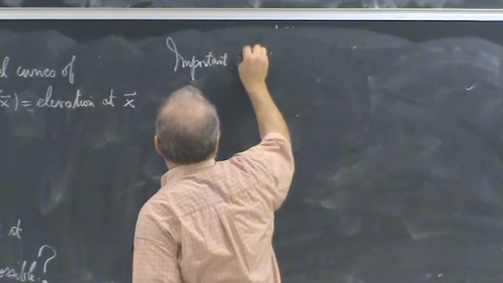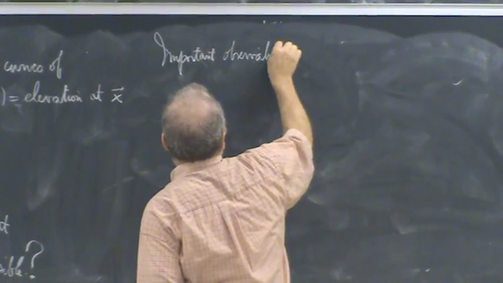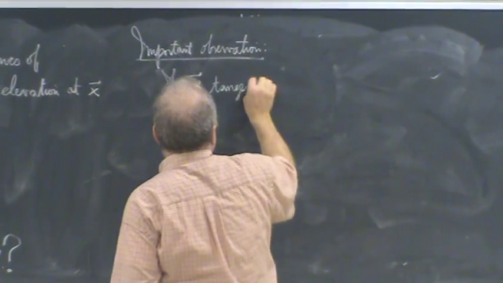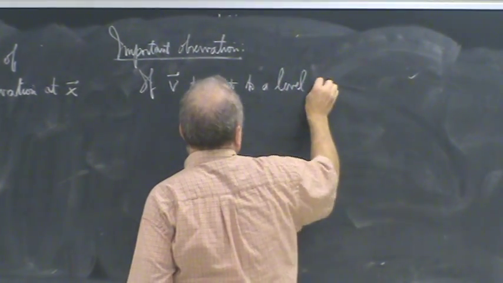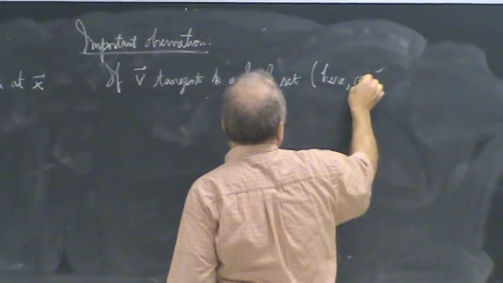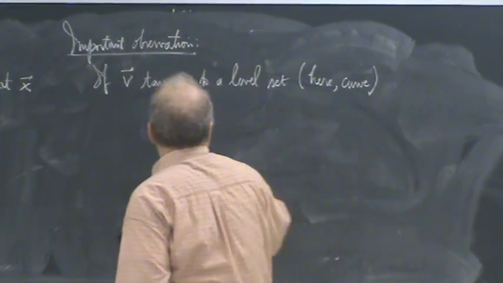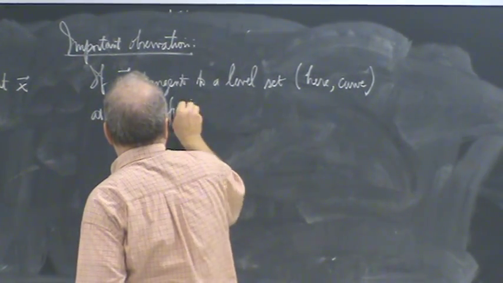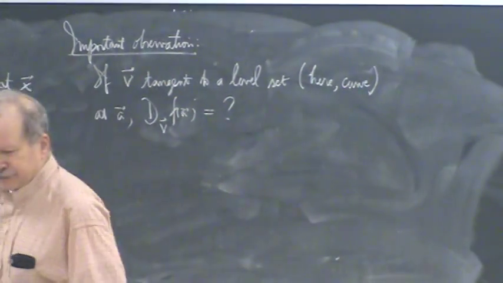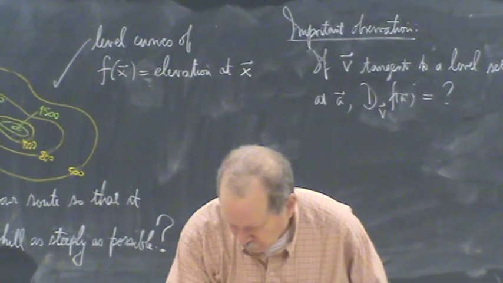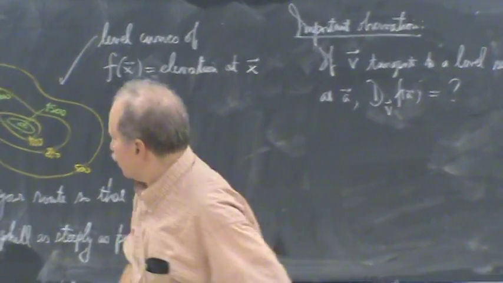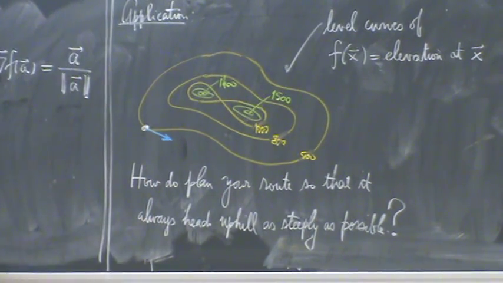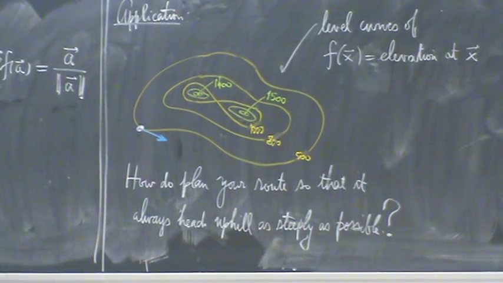Important observation. If I take v tangent to a level set, in this case a curve, at a point a, what do I know about the directional derivative of f in the direction of v? So in particular, at this point, if I went in that direction, instantaneously, how fast would f be changing? Not at all.